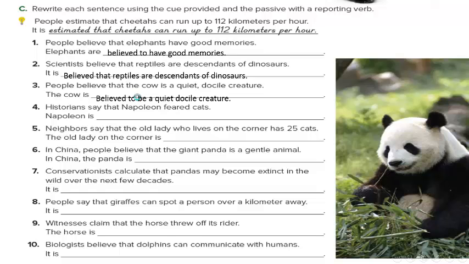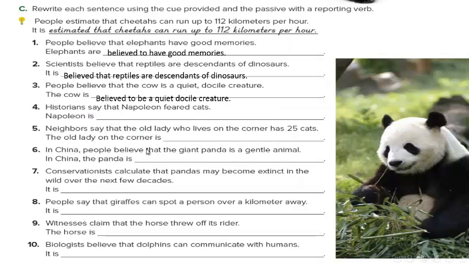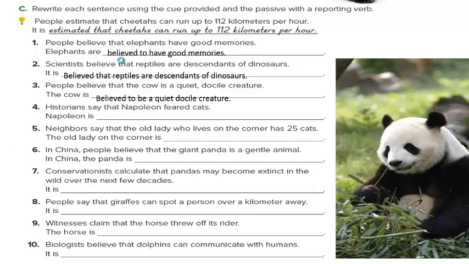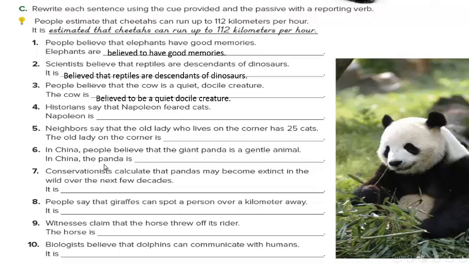And let's move now to another exercise. It's on your students' books as well. Here are some of the answers on the previous exercise. And then exercise C, rewrite each sentence using the cue provided and the passive with the reporting verb. People believe that elephants have good memories. Again, elephants are believed to have good memories.